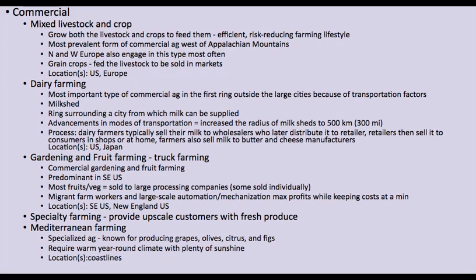Again, it's an efficient, risk-reducing farming style, because if you have a bad crop, it's not as hard to get feed for your livestock, things like that. It's the most prevalent form of agriculture west of the Appalachian Mountains. So we're thinking, again, like the middle of the country going elsewhere. North and West Europe also engage in this type most often. If you look at the climates of those areas, they're pretty similar.